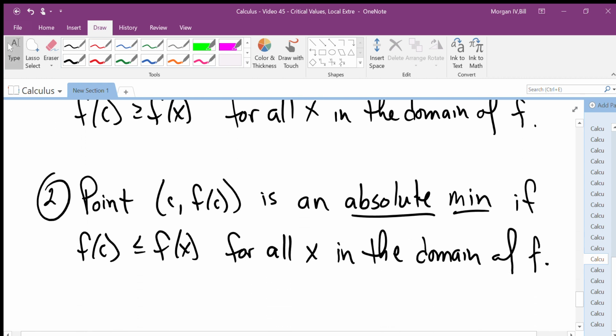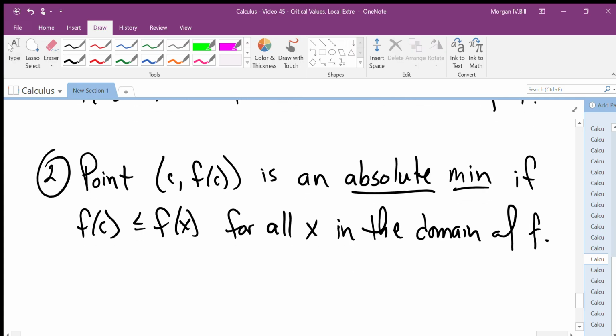Point (c, f(c)) is an absolute minimum, or min, if f(c) is less than or equal to f(x) for all x in the domain of f. Absolute max and absolute min.